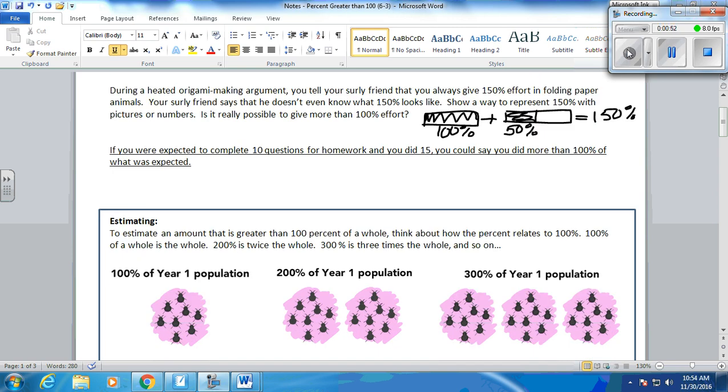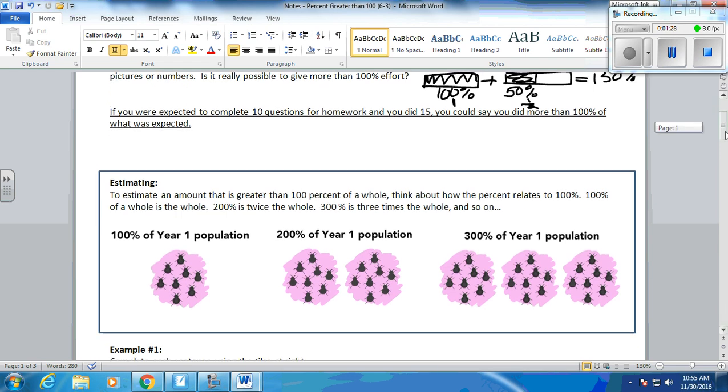Okay, so in my diagram, I'm showing 100% as a solid bar plus half of another bar to give me 150%, because 100% is equivalent to 1, 50% is equivalent to a half, so I'm just showing the same way that I would show 1 1/2. So then how I could give 150% effort, I said that if you were expected to complete 10 questions for homework and you did 15, you could say you did more than 100% of what was expected. So I could say that my effort was more than the effort expected of everybody.